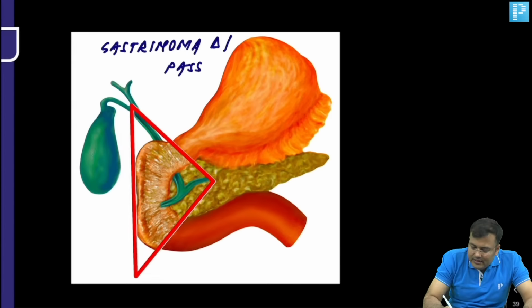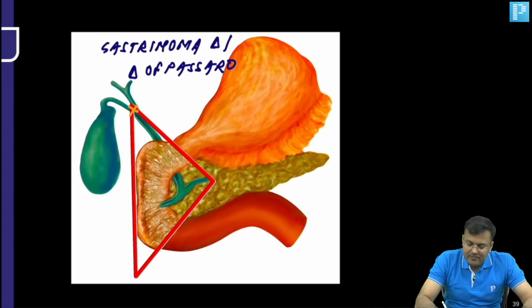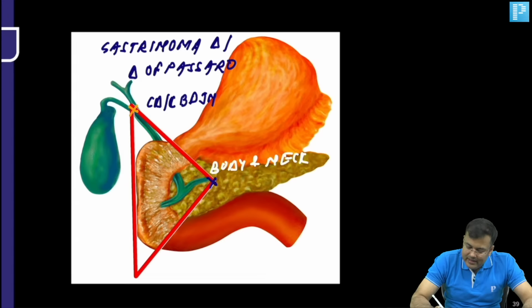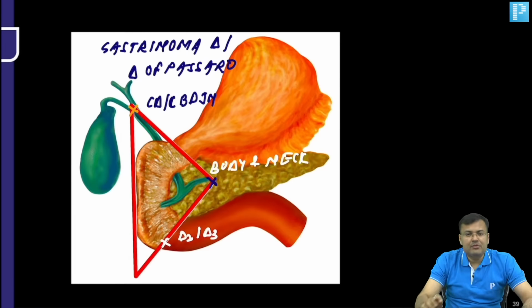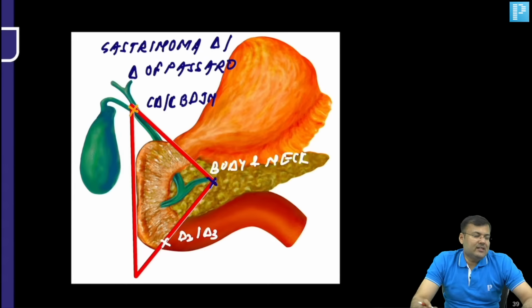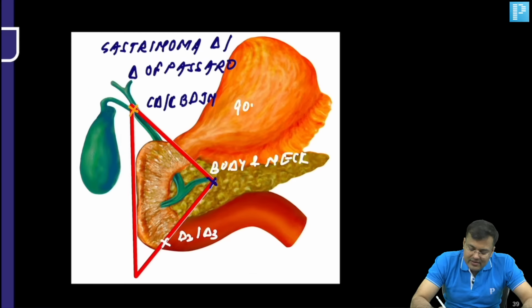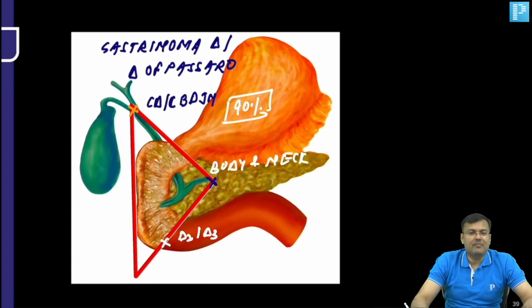You can notice here, this is cystic duct CBD junction. Here you can see this is body and neck of pancreas, and here this is D2, D3, the second and third part of duodenum. So, cystic duct CBD junction, body and neck of pancreas, D2 and D3: this is triangle of Passaro. What percentage of gastrinomas are located in triangle of Passaro? All of you know, 90%. So, this is gastrinoma.